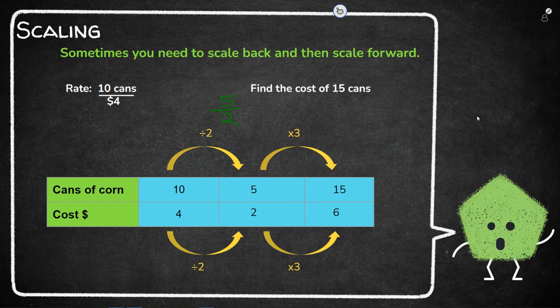Yes. Only if you can't go like from 10 to 15. If this said 20, we can go from 10 to 20, can't we? Just multiply by 2. But you cannot go from 10 to 15, so you have to simplify the ratio and then figure out what to multiply by. Okay? We'll do another one. Another one with scaling.